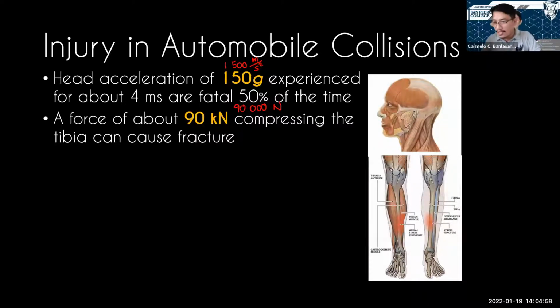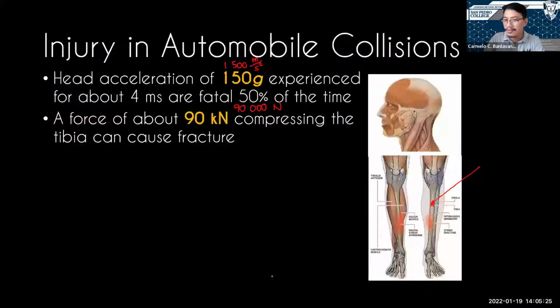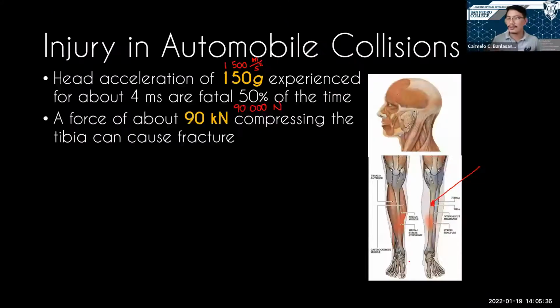Compressing the tibia. Where is the tibia here? This is the tibia, the one in the legs. You can see it in the shin, this bone here. That's the tibia. So if that tibia will be compressed to a force of 90,000 newtons, that tibia will be fractured. So for example, here during the crash test, this is 176,000 newtons. So that means it will cause fractures. Do you follow? In the tibia. Wow, just 90,000 is enough to fracture, how much more 176,000 newtons?